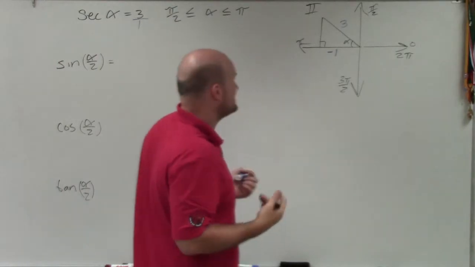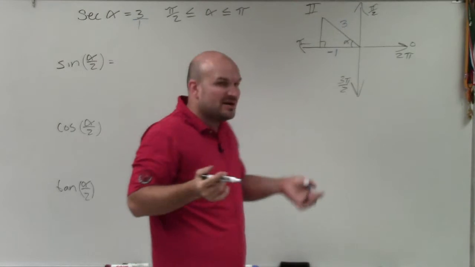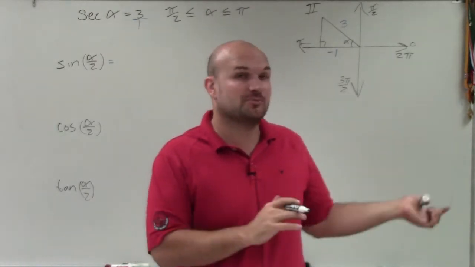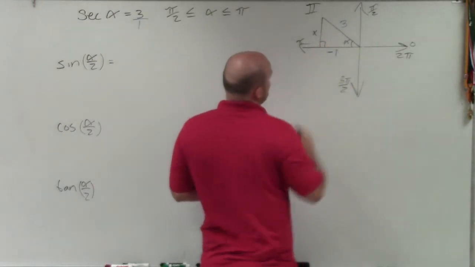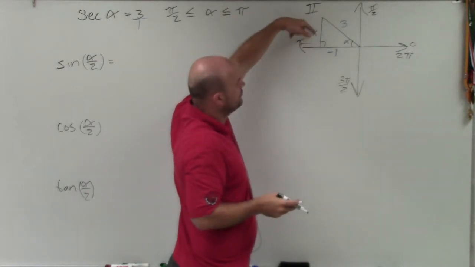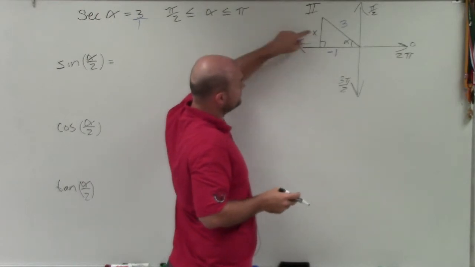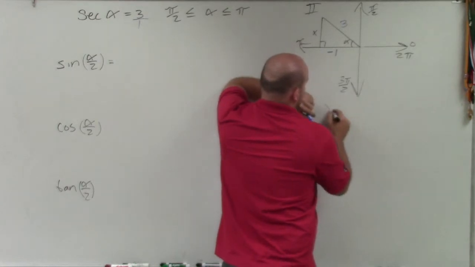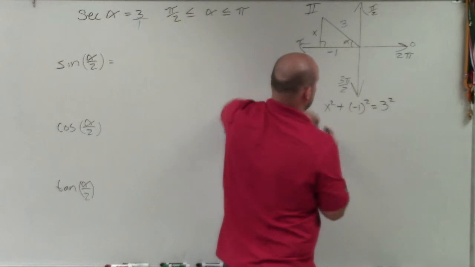Now we still want to be able to evaluate for what the sine is. Anytime you have a right triangle and you have two sides, you might as well go ahead and use it. You want to look for your Pythagorean triples or use the Pythagorean theorem. In this case, we do not notice a Pythagorean triple, so I'm going to use the Pythagorean theorem. I'll use the height, the opposite side of this triangle, as x. So I'll write x squared plus negative 1 squared equals 3 squared.